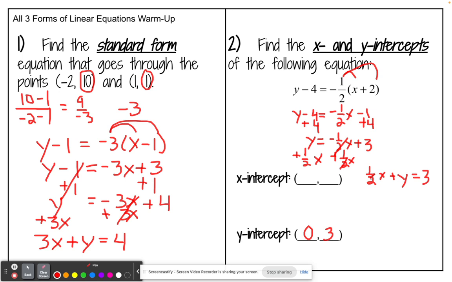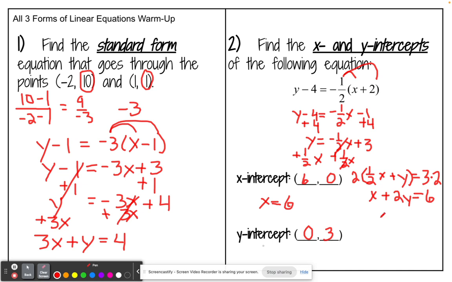Last step, I can't have this fraction, so I'm going to need to multiply everything by that denominator, or 2. And I get x plus 2y equals 6. Now remember, to find my x-intercept, I make my y 0. If I made this y 0, this would go away, and I'd be left with x equals 6. So my x-intercept is 6.